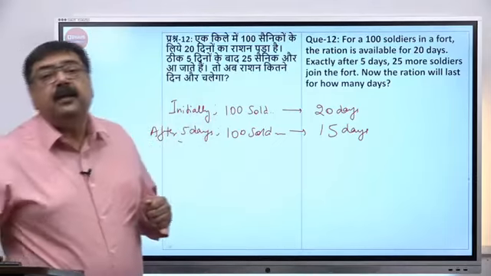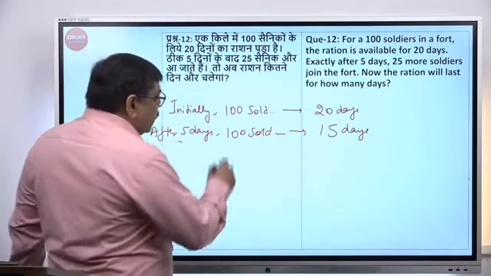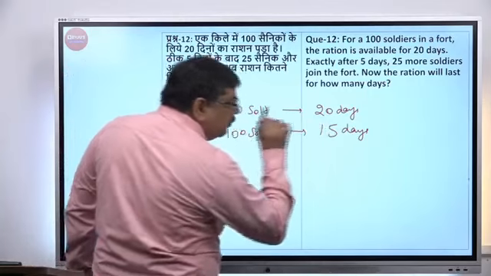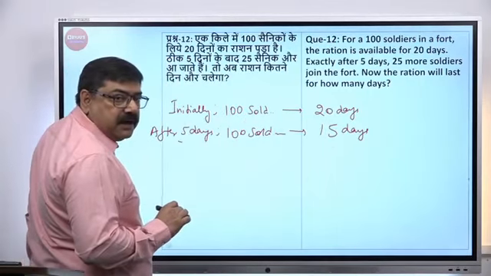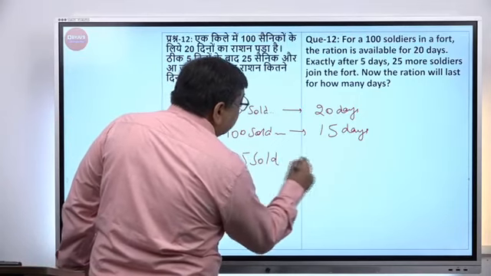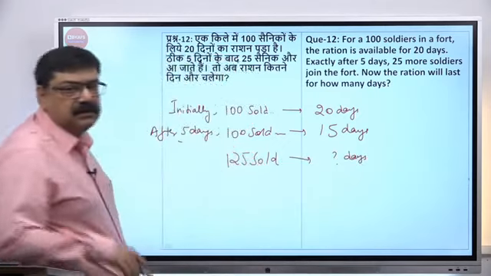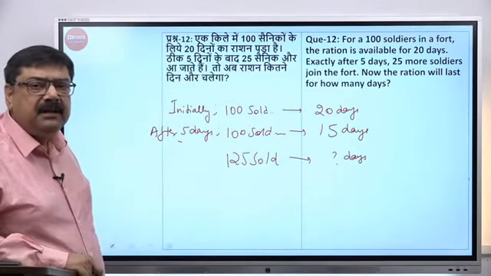Now what happened is that 25 more soldiers have joined. Okay. So for 100 soldiers the ration was enough for 15 days, so for 125 soldiers how many days will it last? So you apply the unitary method.